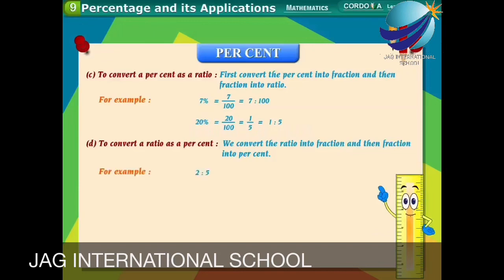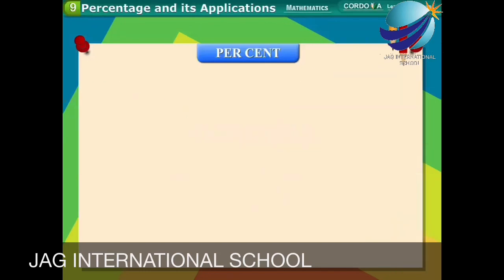To convert a ratio into a percent, we convert the ratio into fraction and then fraction into percent. For example, 2 is to 5 is equal to 2 upon 5, which is equal to 2 upon 5 into 100%, which is equal to 40%. 3 is to 6 is equal to 3 upon 6, which is equal to 1 upon 2, which is equal to 1 upon 2 into 100%, which is equal to 50%.